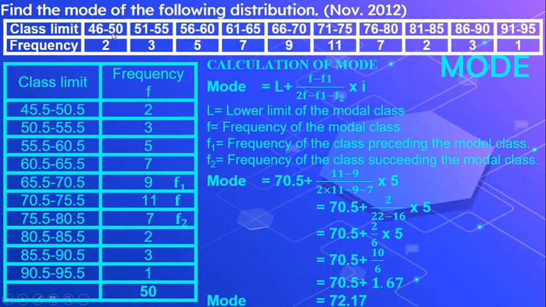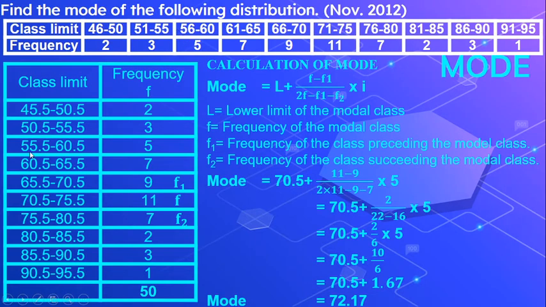51 minus 50 by 2 is 0.5. So from every lower limit, we have to subtract 0.5. To the upper limit, we have to add 0.5. From 46, if we subtract, it's 45.5. To 50, if we add, 50.5. So 51 minus 0.5 is 50.5.